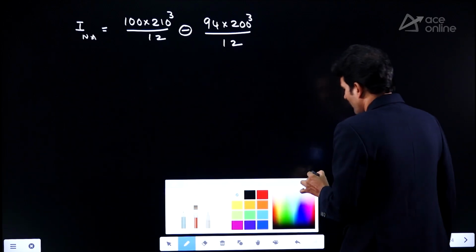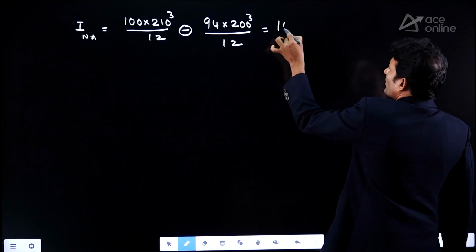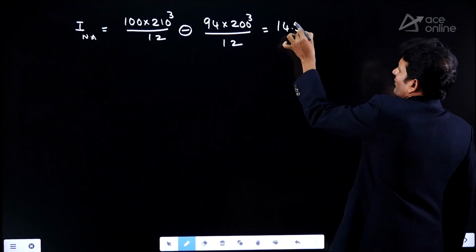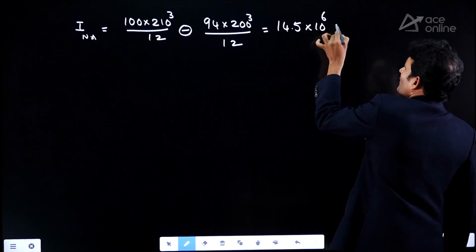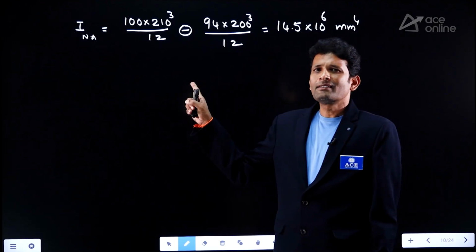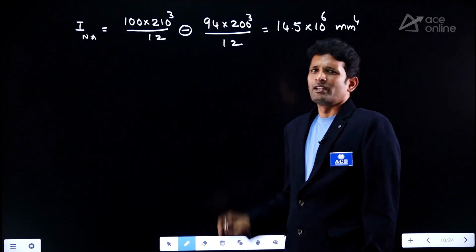How much is it? It is equal to 14.65, I think it is 14.5 into 10 raised to 6 mm raised to 4. That value we are having. That is the equivalent section area moment of inertia.